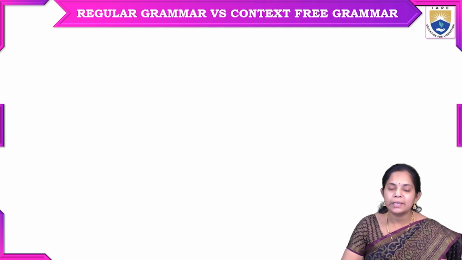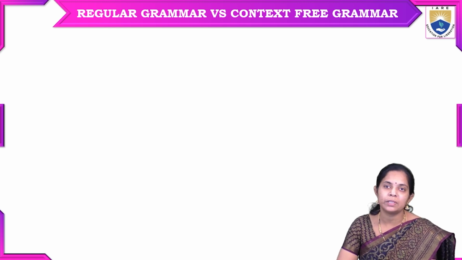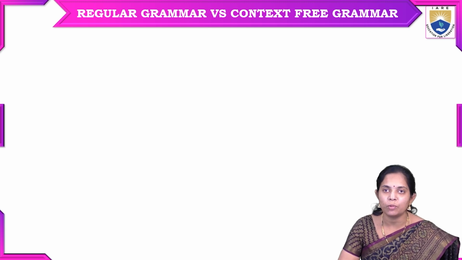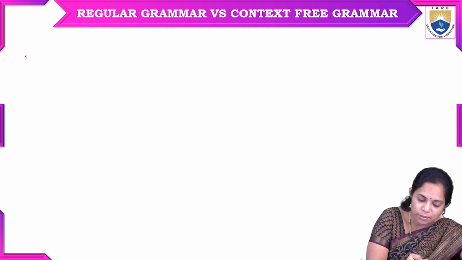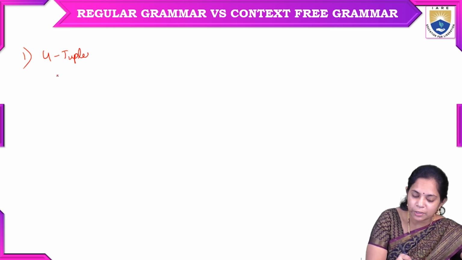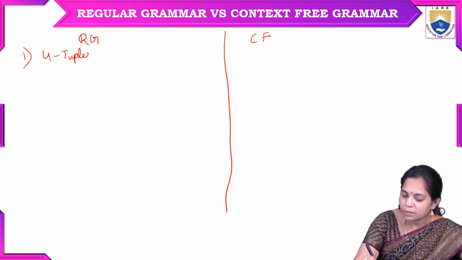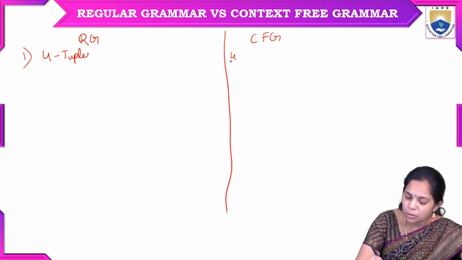And here, we will discuss the topic regular grammar versus context-free grammar. There are a few differences between the regular grammar and context-free grammar. What are those? We will discuss. The first one is about the tuple. It is a four-tuple notation, for regular grammar versus context-free grammar. In the four-tuple notation, what are the four tuples?